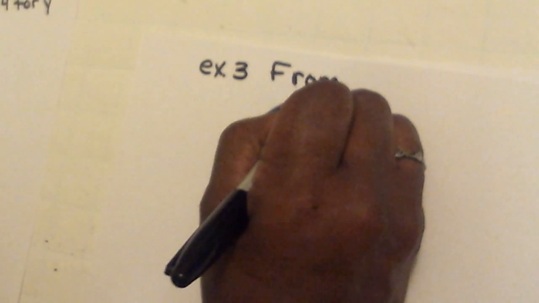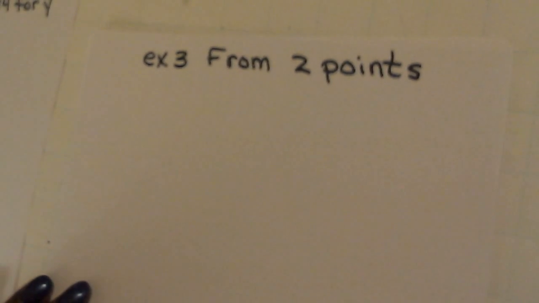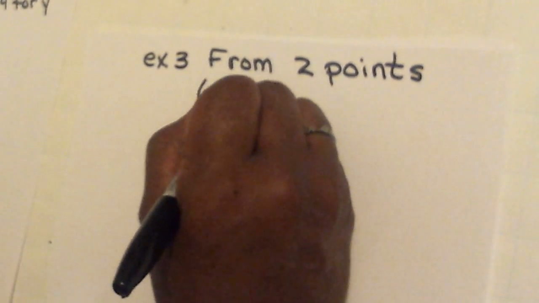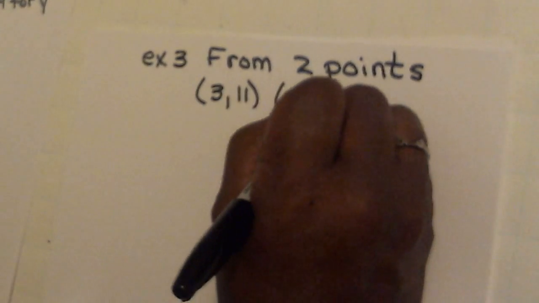Now this is from 2 points. We can write an equation of a line even if we don't know the slope or the y-intercept if we have 2 points for that line. So my 2 points are (3, 11) and (5, 15).